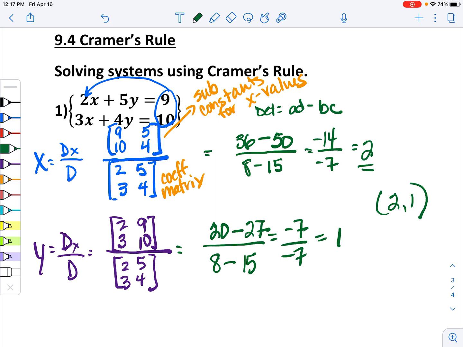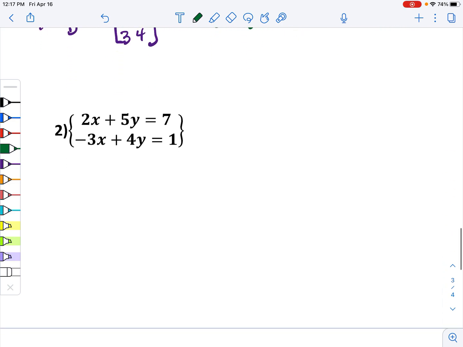Okay, if I plug those in, 2 times 2 is 4, plus 5 times 1 is 5, which is 9. 3 times 2 is 6, plus 4 is 10. So they work. Okay, so just do that quick check to make sure you got them right. So let's try this again. Again, this is just another way of doing it.